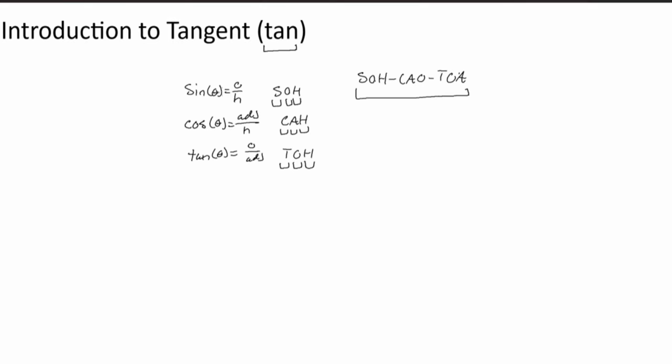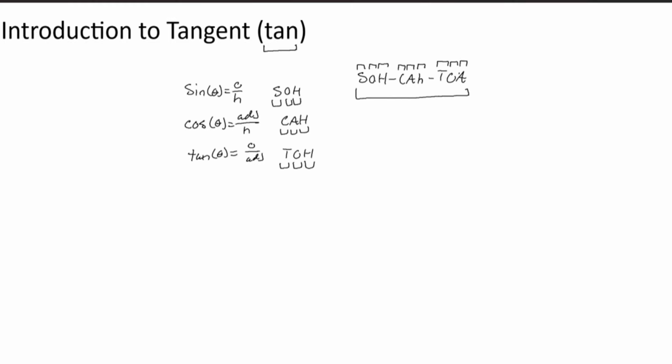So sine is opposite over hypotenuse. Cosine is the adjacent over the hypotenuse. That's not supposed to be an O, I meant an H here. I got a bit caught up in writing this. The adjacent over hypotenuse, and then tangent is equal to opposite over adjacent. So sine is opposite over hypotenuse, cosine is adjacent over hypotenuse, and tangent is opposite over adjacent.